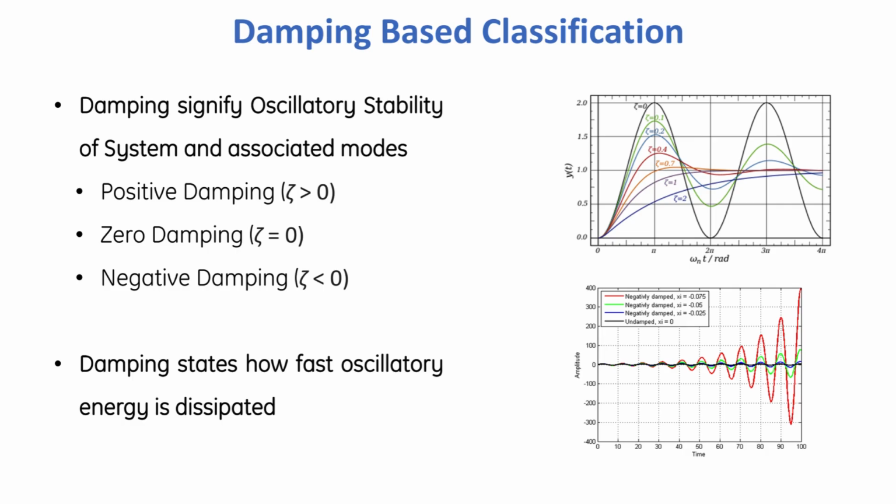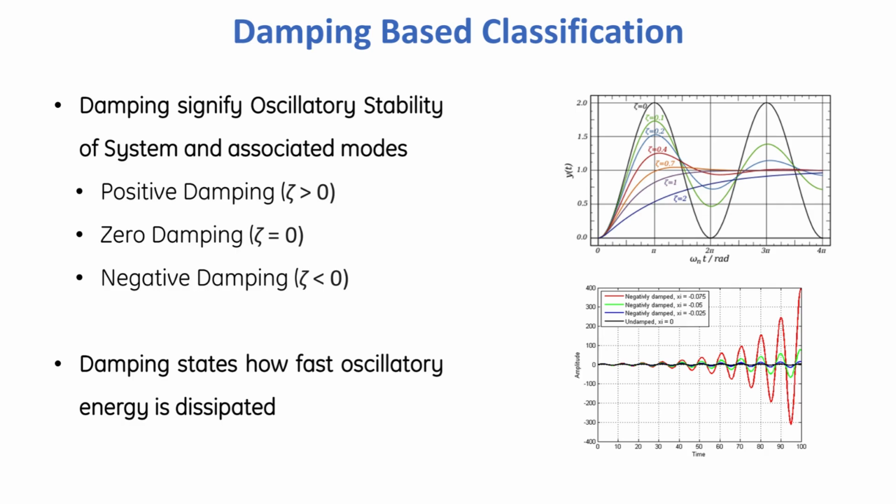Zeta, okay. Think of your car's shock absorbers. Good shocks mean good damping. You hit a bump, the car settles quickly. Bad shocks, poor damping, and the car keeps bouncing. Same idea in the power grid. Got it. And the sources break this down into three clear categories based on that zeta value. Yes. Positive damping, which is zeta greater than 0. Zero damping, where zeta equals 0. And negative damping, where zeta is less than 0.